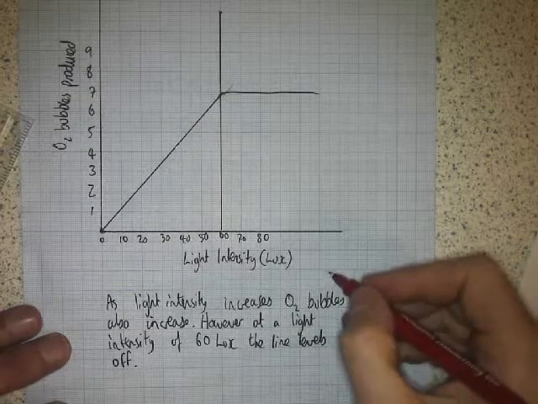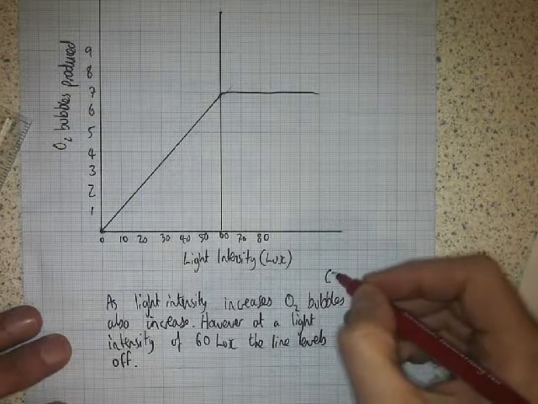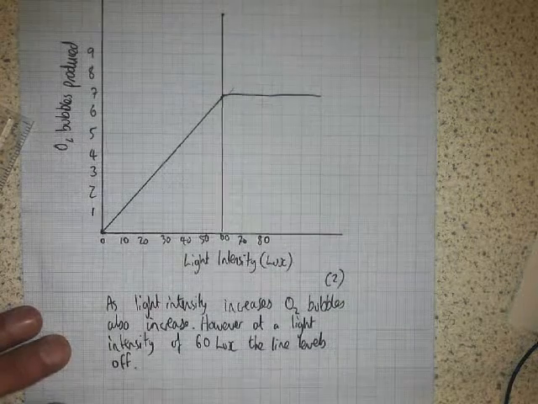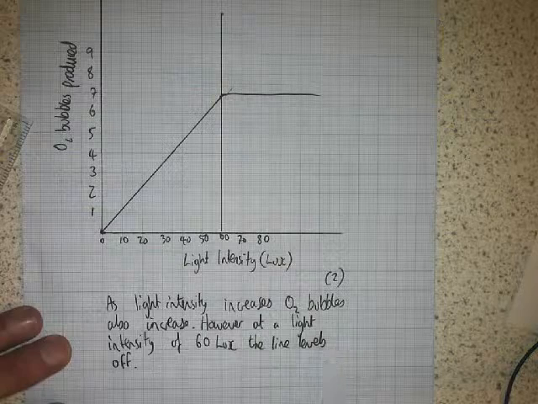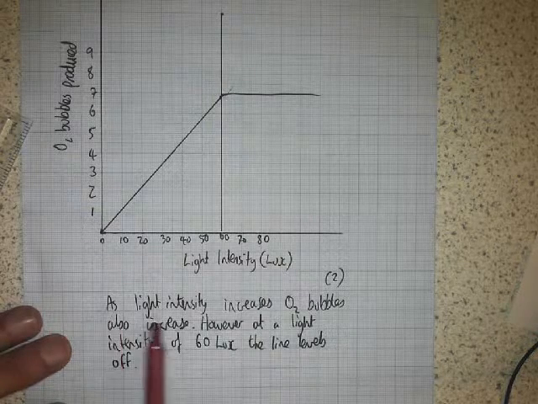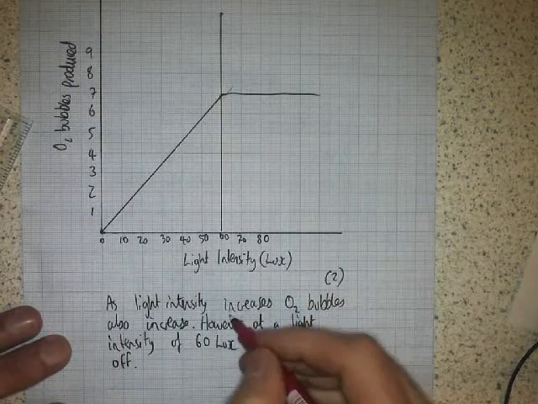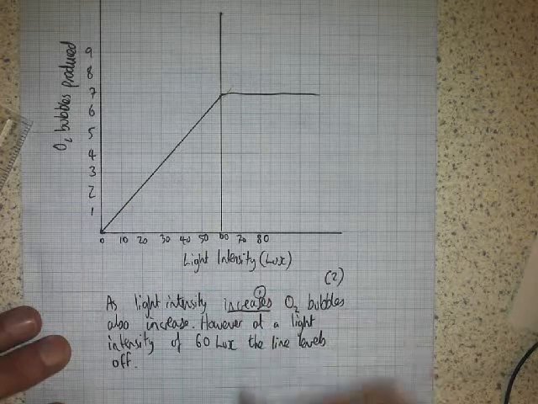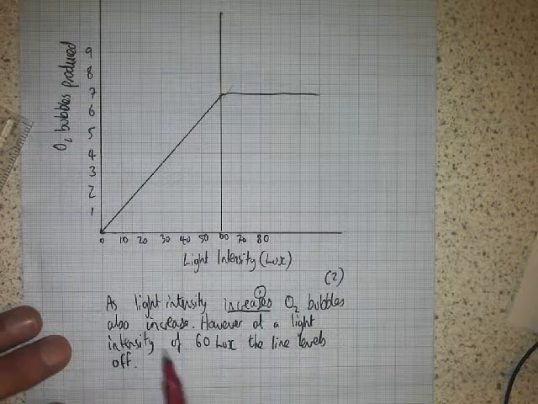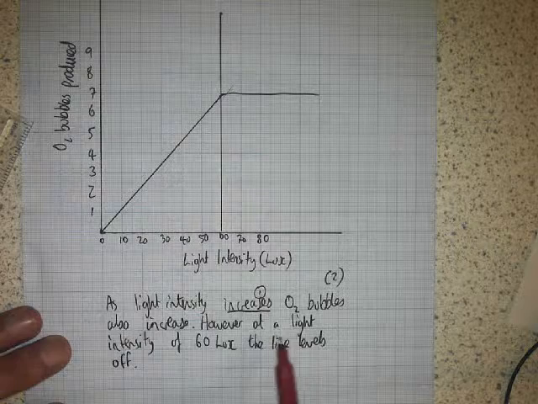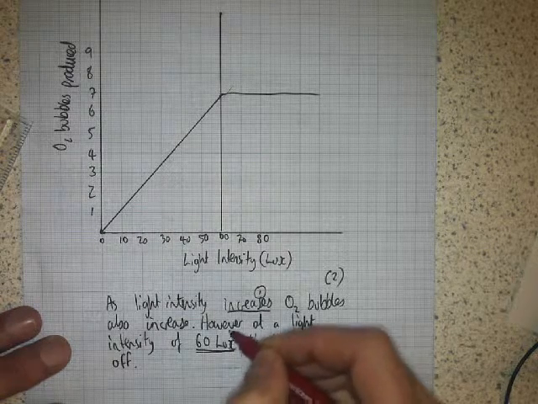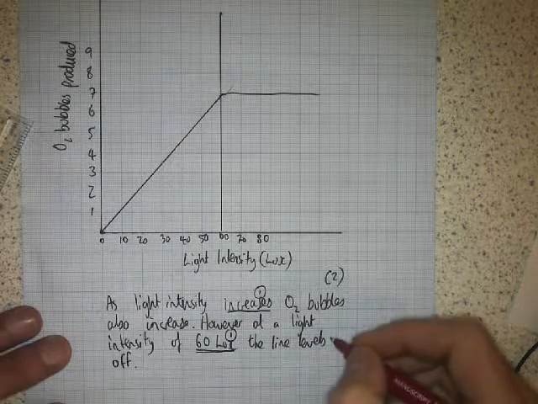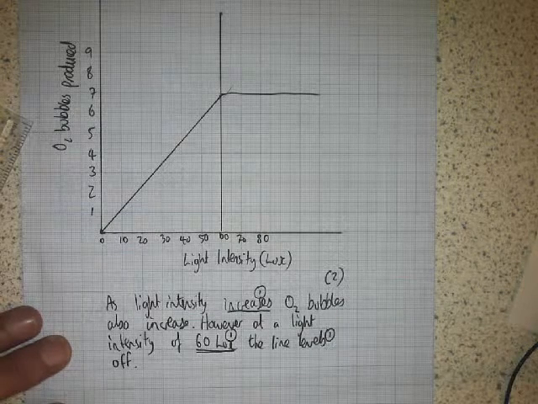Now this question might only have 2 marks, but in some I'll have 3. But by answering like this, I have certainly put 3 marking points in my answer. Because I've put, as light intensity increases, this will get me a mark. It also increases. However, at a light intensity of 60, so I've used some data, there's another mark. The line levels off, another mark.